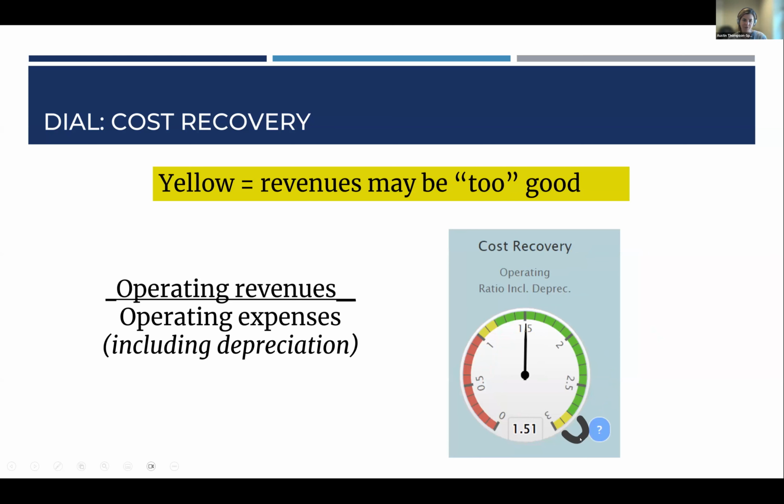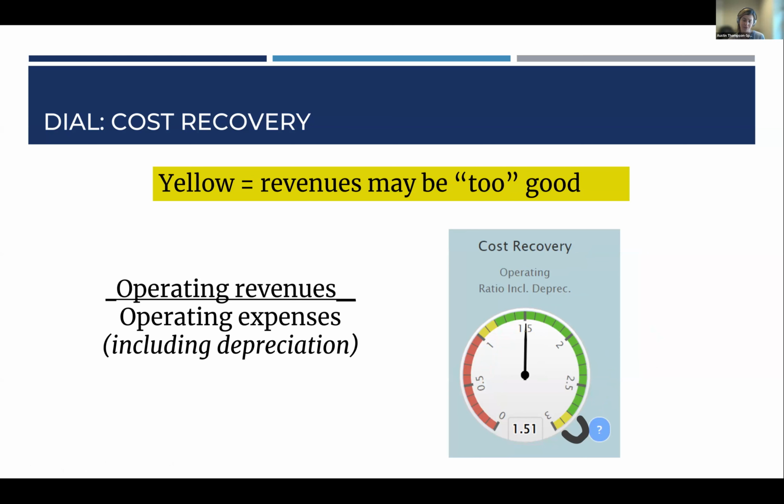And then on the far end, we've got this 2.8 to 3, and it's yellow because revenues may be too good. It also might just be that something's up with the numbers. So if you were to look at this for your utility and you saw that your operating ratio, your cost recovery was listed at 2.9 and you knew that that wasn't right, that's also a good check for us whenever we're inputting the data, to just take a step back and say, hey, did this get inputted correctly? Is there something off that we need to look at?